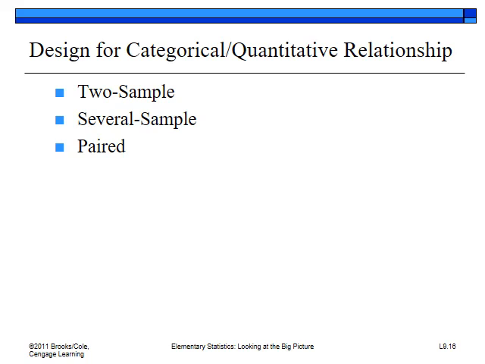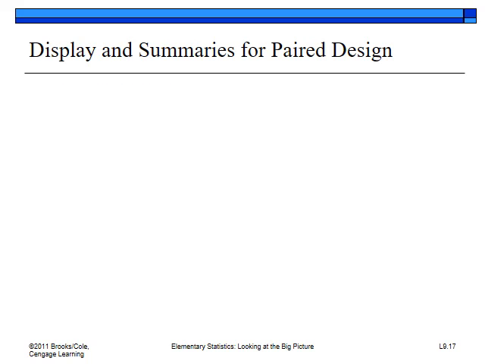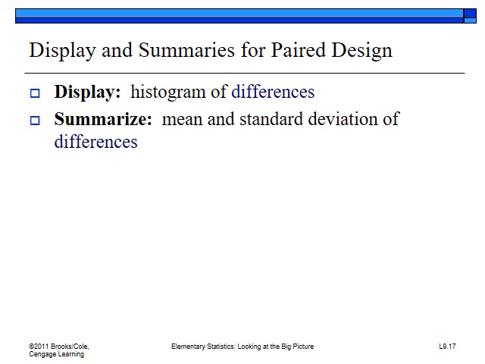So, several sample studies are simply an extension of two sample studies. Instead of 2 possible values for the explanatory categorical variable, we'll have more than 2. Now let's look at paired designs. When we have a paired design, we will typically look at a histogram of the differences to display the data, and we'll report the mean and the standard deviation of the differences to summarize the data.